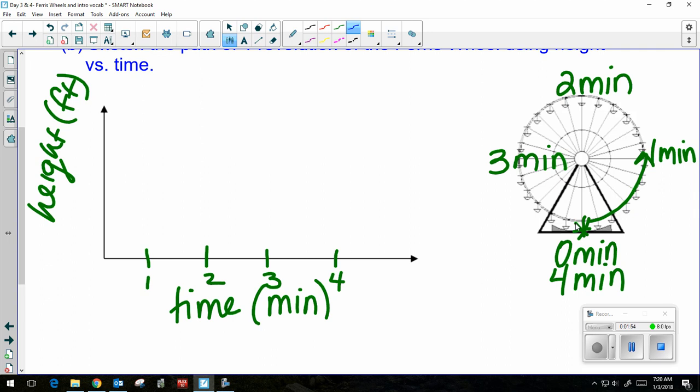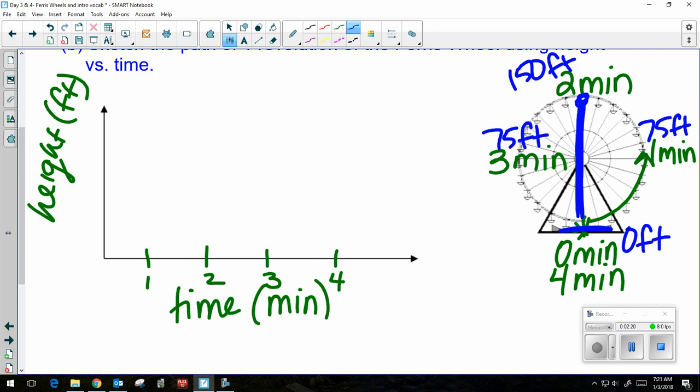It told me that the diameter, so this part of the Ferris wheel, is 150 feet. So obviously at the bottom when I get on the Ferris wheel, it's going to be 0 feet. And at the top, since the diameter is 150, that highest point is 150 feet. So then this middle spot where I'm going to be at 1 minute and at 3 minutes is halfway between. So it's going to be 75 feet. So I'm going to label my axes.